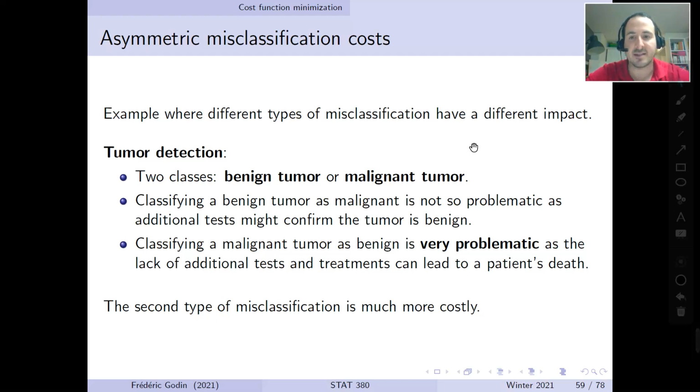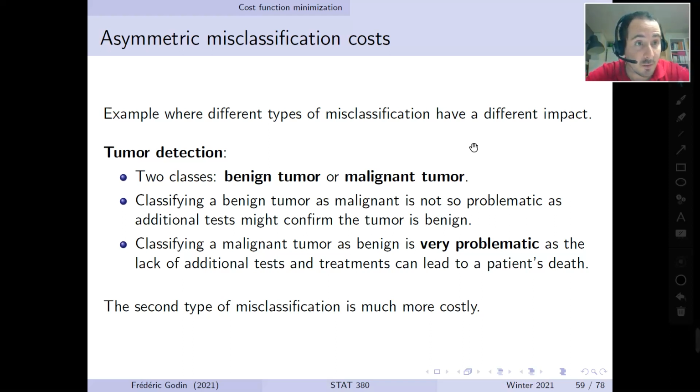So the idea here is that classifying a benign tumor as malignant is not so problematic, because if you do that you might do additional tests, and then these additional tests might lead you to understand that ultimately the tumor is benign, so it's not really problematic. However, the opposite case is much more problematic.